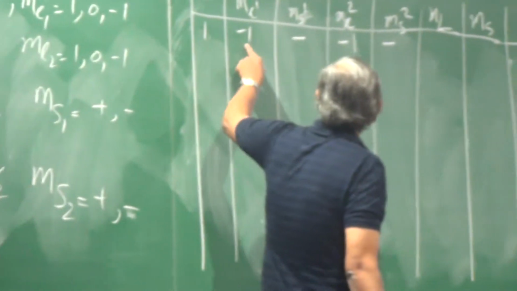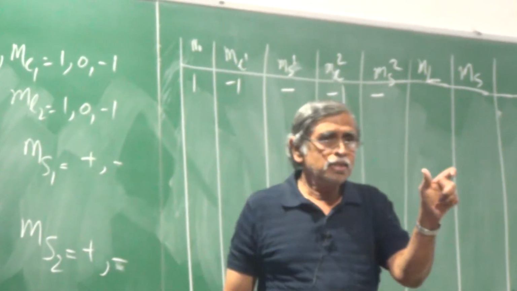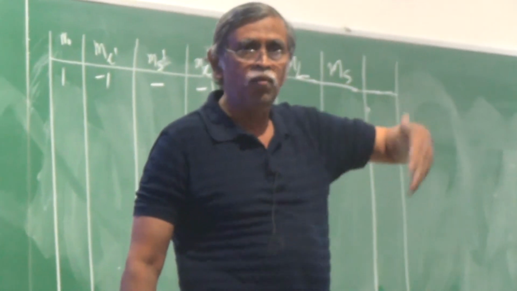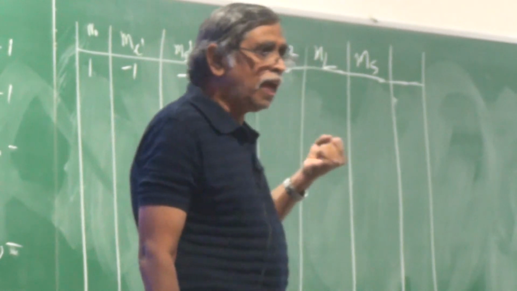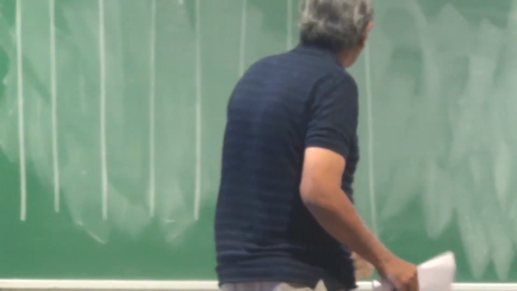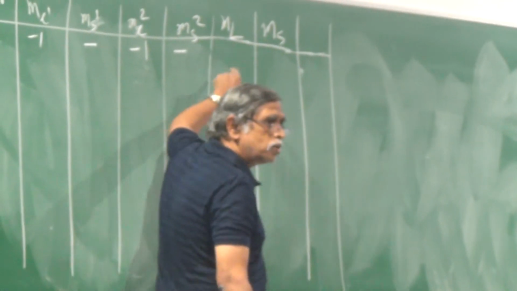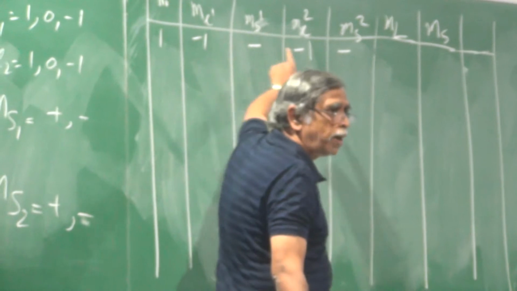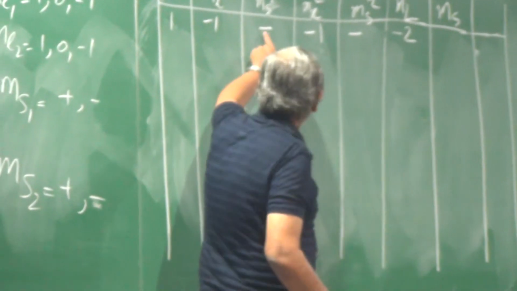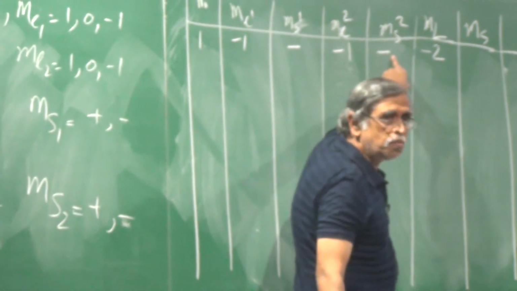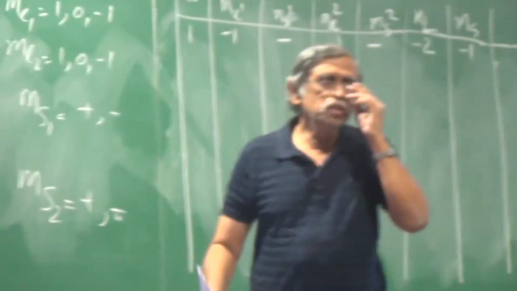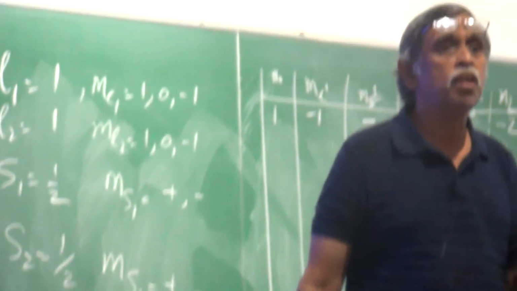What will I get? If I take ML1 and ML2 and add them up, that's actually the component for my capital L, right? So when I add L1 and L2, I should get L. When I take ML1 and ML2 and add them, I'm going to get the component of L, and therefore I will write it as M sub L. And what is that going to be? -1 and -1, which simply has to be -2. And this is a -half and this is a -half. And what does that give? -1.